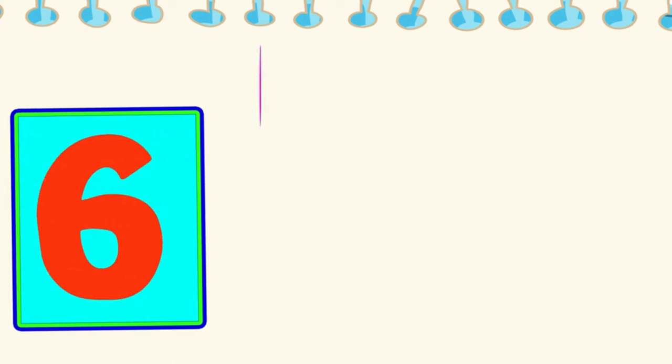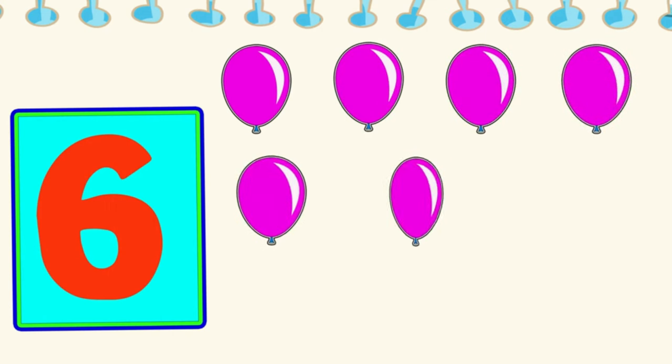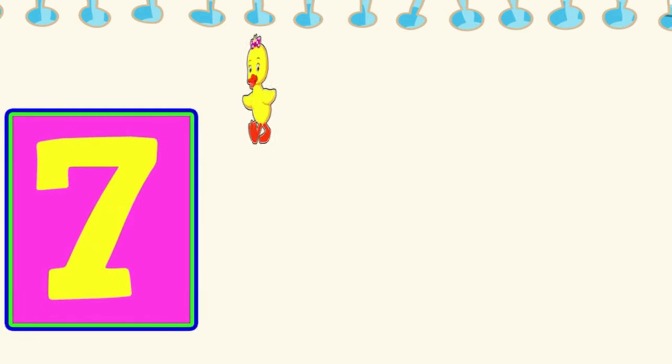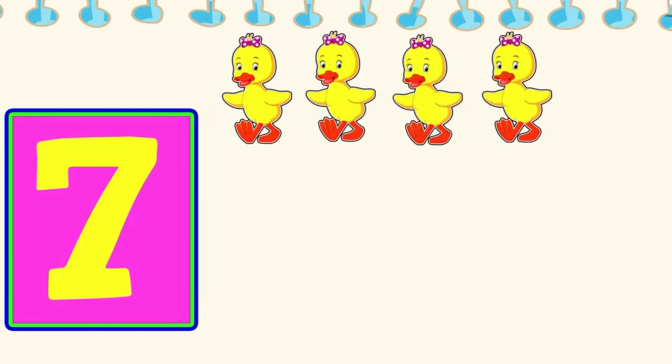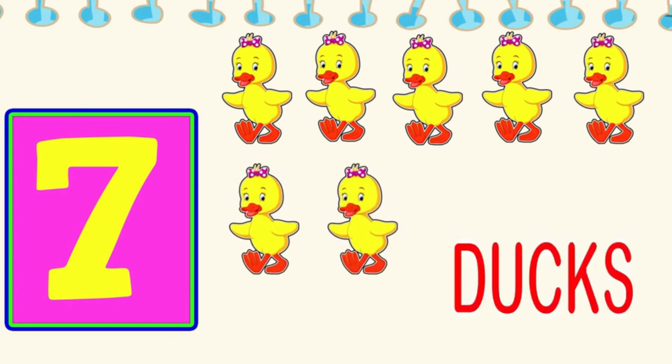6. 1, 2, 3, 4, 5, 6. 6 balloons. 7. 1, 2, 3, 4, 5, 6, 7. 7 ducks.